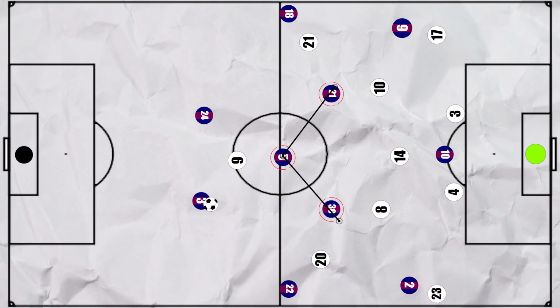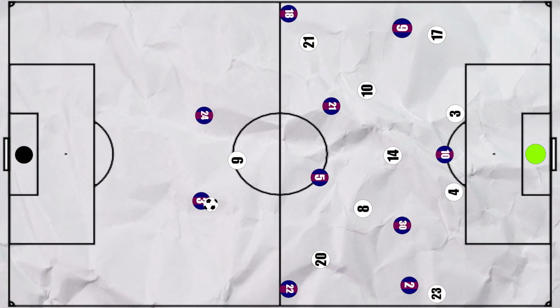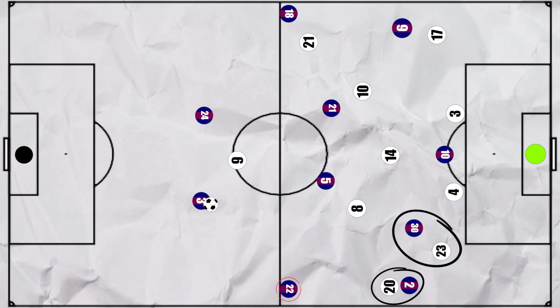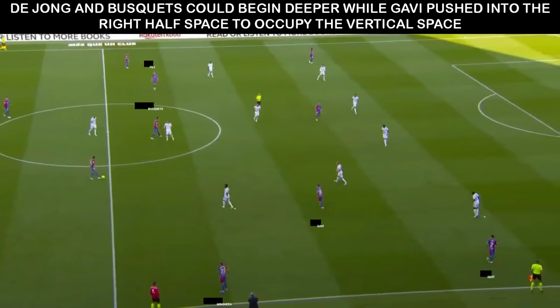Being able to operate in the half space could also have opened up space for potential switches. Koeman looked to compensate with his midfield, with Busquets and De Jong becoming a double pivot, which would then give Gavi more freedom to operate in the right half space to try and draw Mendy in. This was less effective, as with Mengaitha deep, Real could cope in a 2 versus 2 scenario rather than a 3 versus 2.